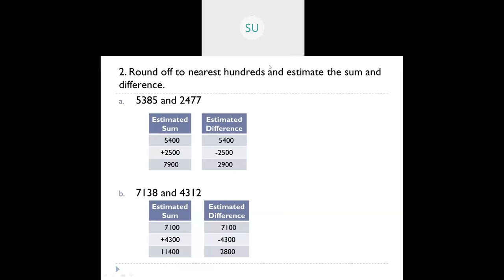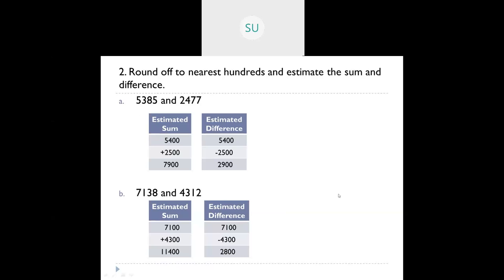Alright, so the first problem A here is 5385 and 2477. So first we'll do the estimated sum. Before that, we'll round off the numbers. So 5385. Rounding it off to the nearest hundreds. Now hundreds means we'll look at the tens place. Now the tens place here is 8. Right. So 8, when you round it, 8 is greater than 5. So we'll add 1 to 3. So that becomes 4. So that is 5400.